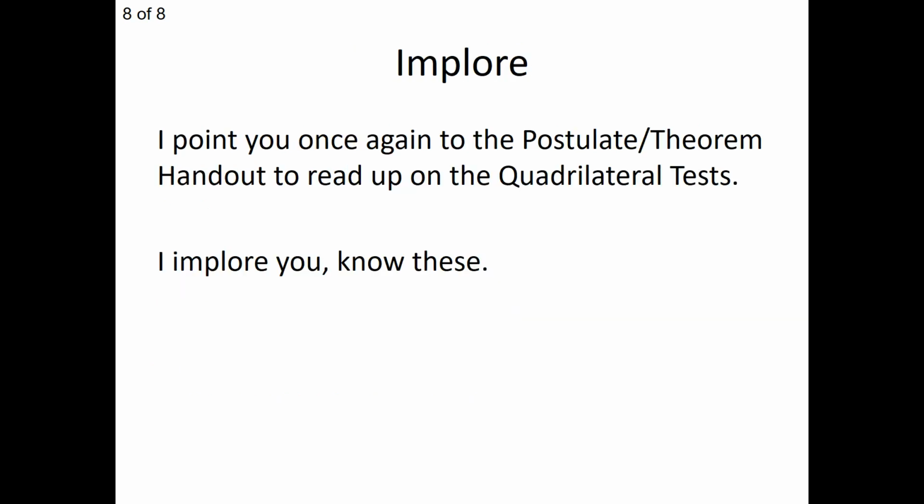Now, I implore you, I beg you: go to the Postulate Theorem handout and read up on the quadrilateral tests. These are all found in the Chapter 6 section. You're going to find a good number of quadrilateral properties for each of our family members and a good number of quadrilateral tests. I implore you to know these, so please go and read those. They're going to help you with this worksheet, they're going to help you in your proofs, and they're going to help you arrive at justifications based on what you know about a given quadrilateral, whether it's a parallelogram or one of its family members, or kites or trapezoids.